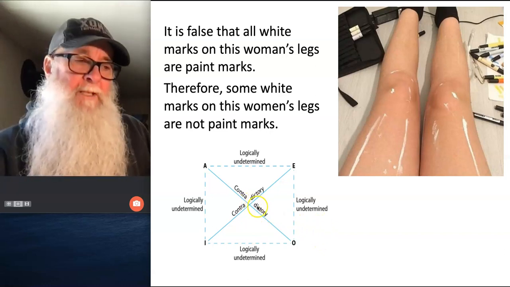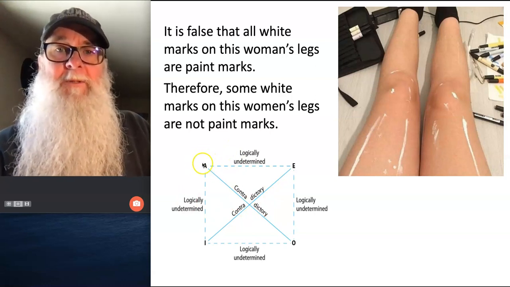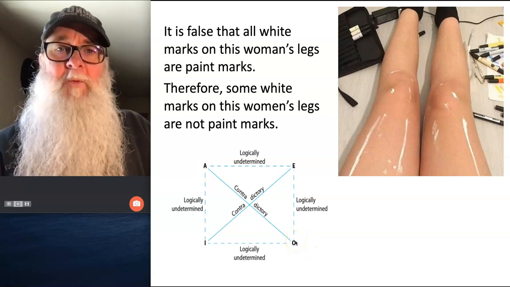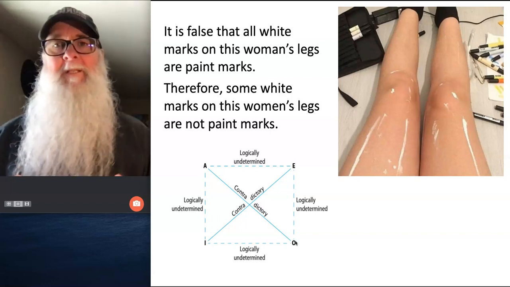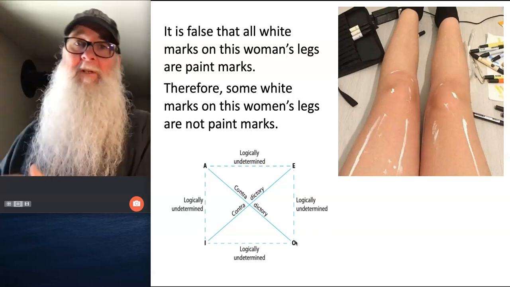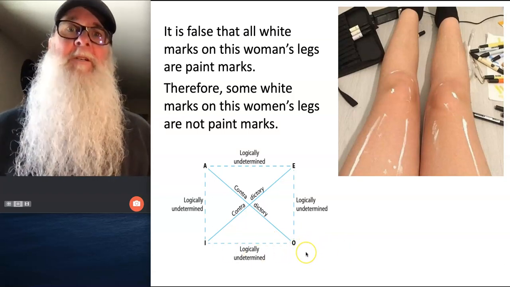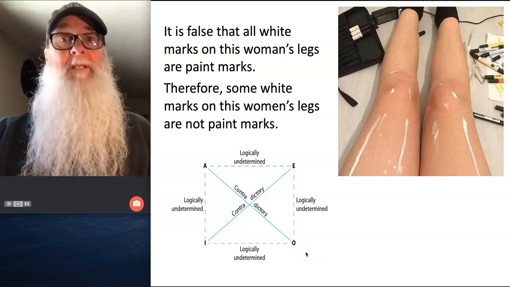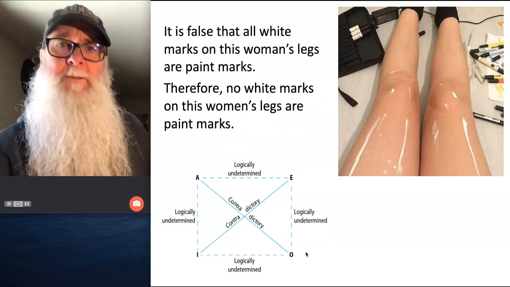So if the premise statement is in fact false, in other words, if it's true that it's false that all white marks on this woman's legs are paint marks, then it has to be true by the rule of contradiction that some white marks on this woman's legs are not paint marks. Okay? And what that really means is, if the premise statement turns out to be true, and the premise statement says it's false that all white marks on this woman's legs are paint marks, by the rule of contradiction, the conclusion statement would have to be true, and that tells us the argument is valid. It's impossible for the conclusion statement to be false when the premise statement is true. Okay, true that it's false. I know that's tricky.